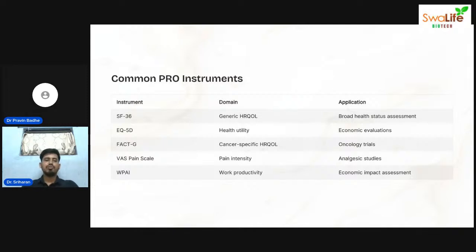While assessing the severity of pain, mainly in orthopedics, they use the VAS scale. And WPAI is a work productivity and activity impairment assessment instrument. It is also useful for economic analysis, or health economics. This tool is very useful.